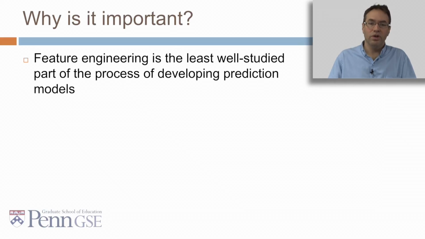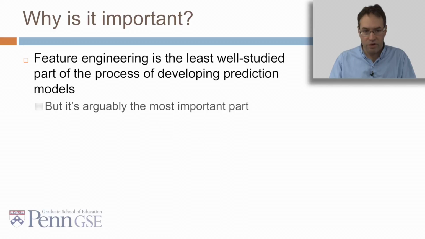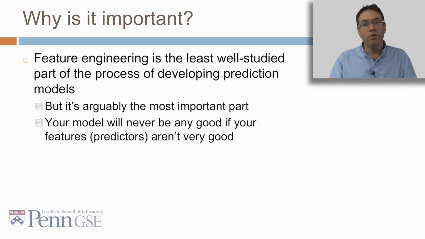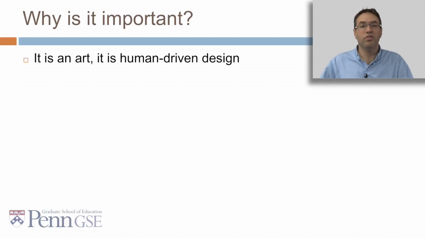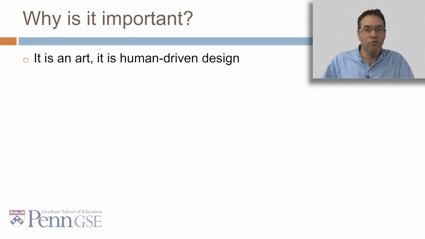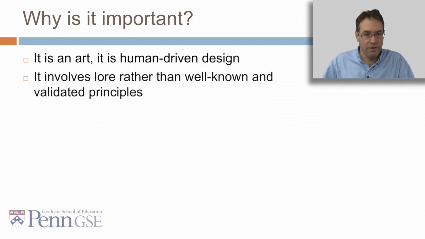Why is it important? Feature engineering is the least well-studied part of the process of developing prediction models, but it's arguably the most important part. Your model will never be any good if your features, your predictors, aren't very good. And its importance runs straight up against the fact that right now it's an art. It's human-driven design rather than being a clear process which you can just follow from start to end. Right now it still involves lore to a large degree rather than well-known and validated principles. We need to do better.